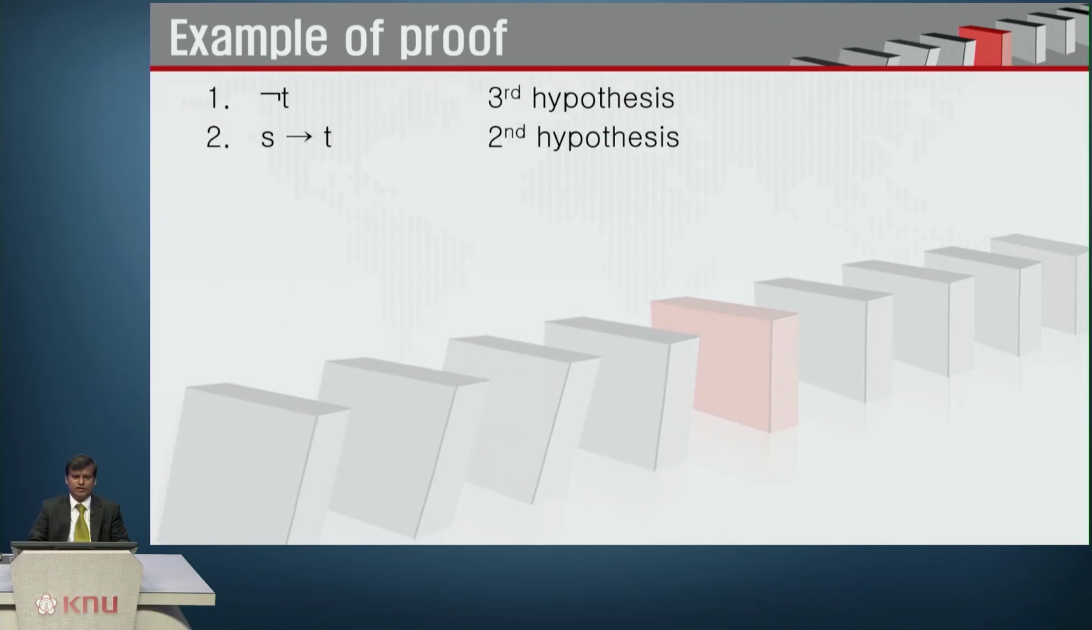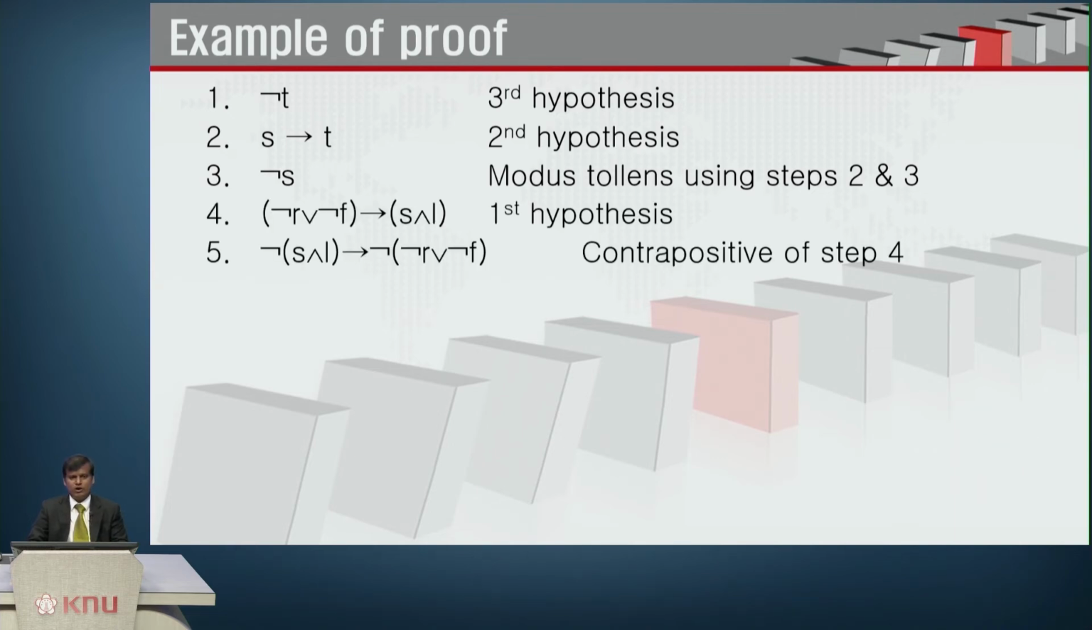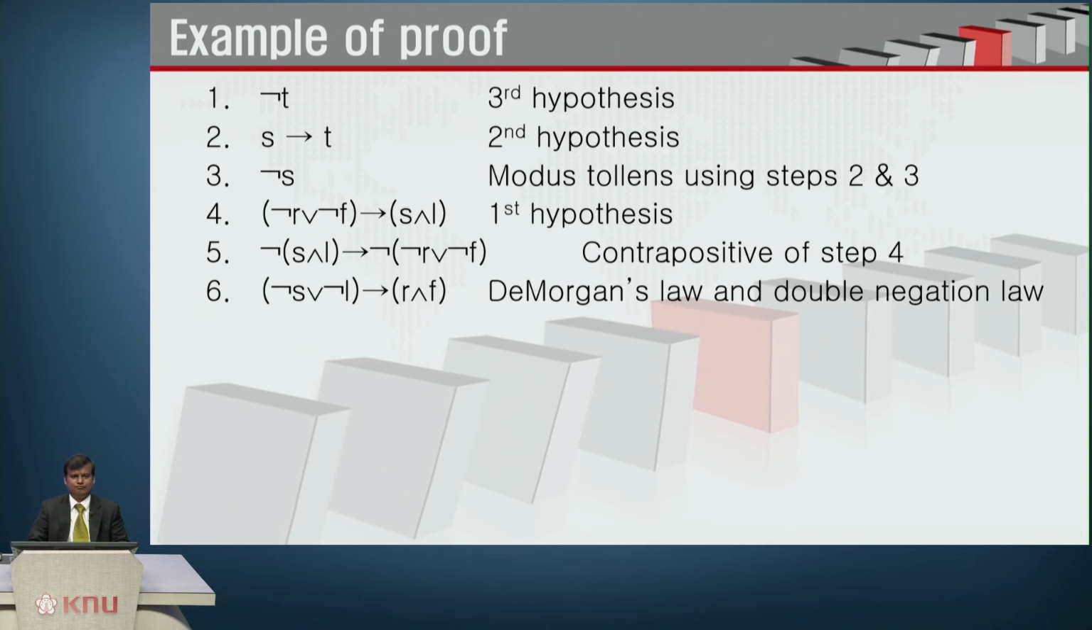So based on hypothesis 3 and 2, we can conclude that negation of Q with P implies Q, therefore we can say negation of P, that is in this case negation of S, using Modus Tollens rules. And using hypothesis 1 and contrapositive for step 4, we can make this conclusion: negation of S implies negation of L or negation of R or negation of F. So we can use De Morgan's law and double negation rules to simplify it further.